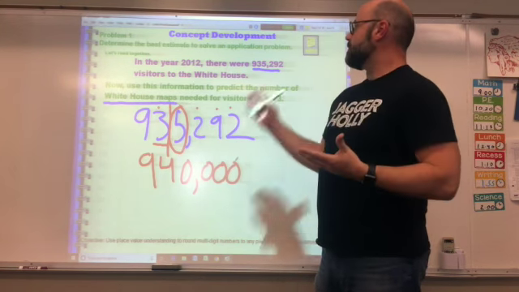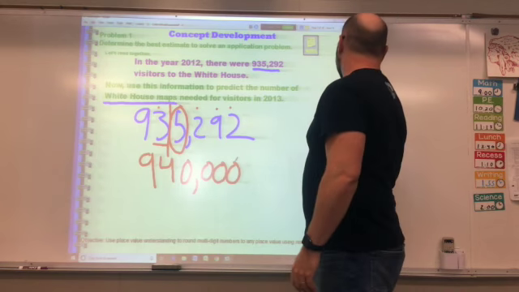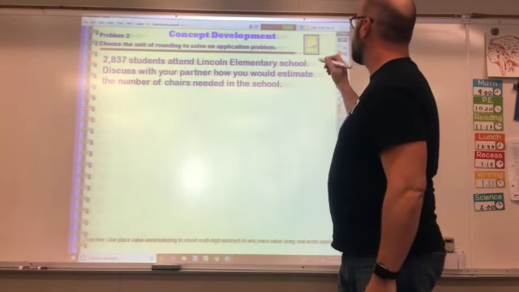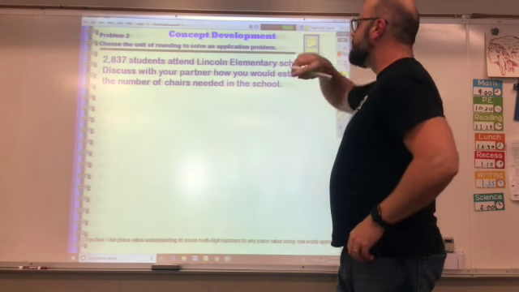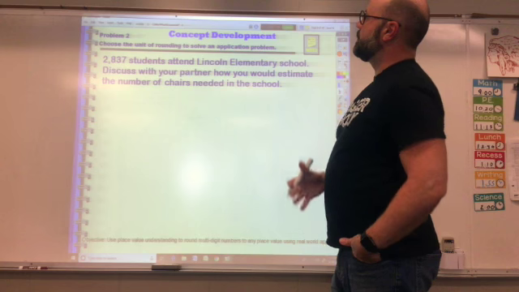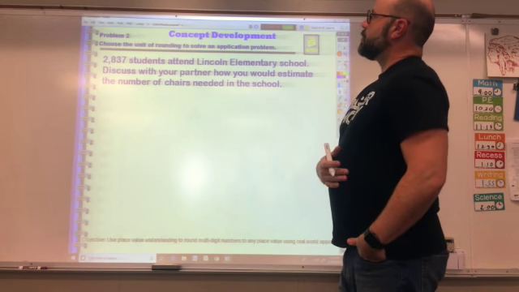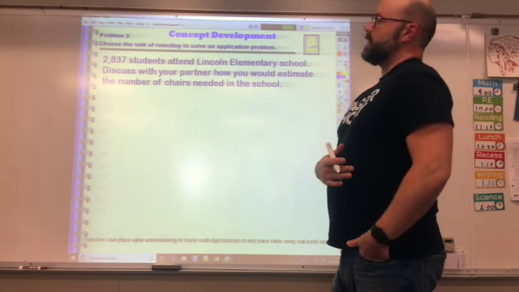But who knows? Let's take a look at the second part of this lesson. So then we have this concept development question, and we're going to choose the unit of rounding to solve an application problem.